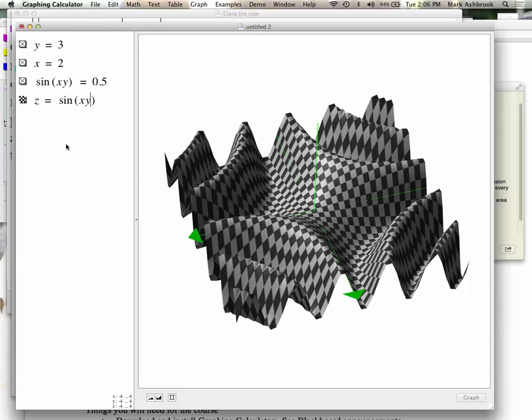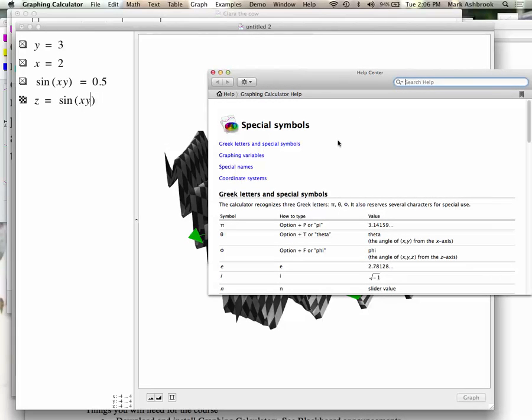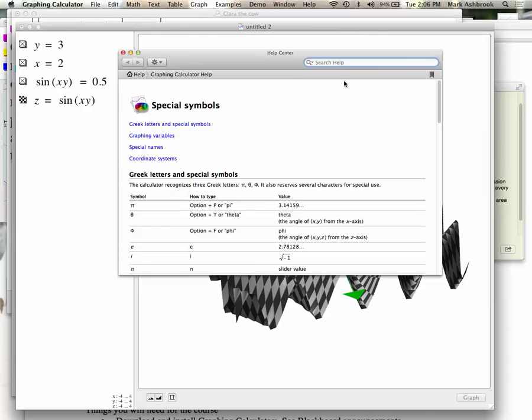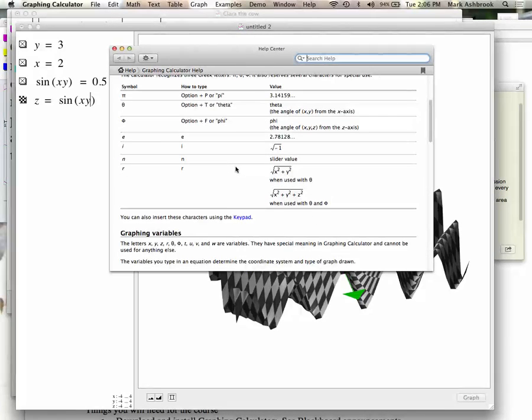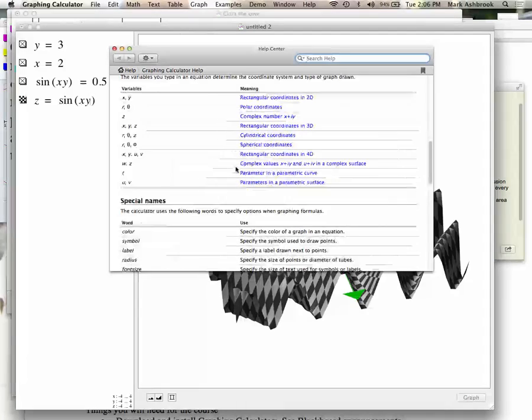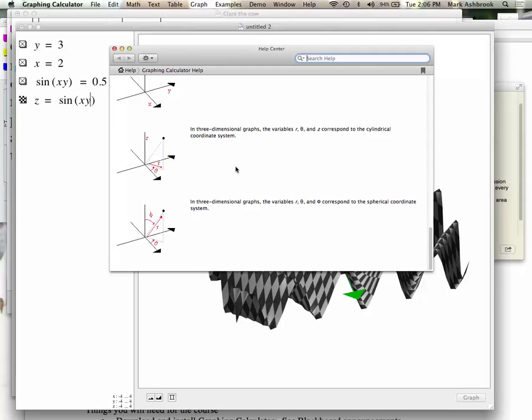Okay, in terms of the keyboard shortcuts and functionality, I'm not going to have time to go over every single thing, so let me just point you to some resources. If you go to the Help menu, the very first one there, graphing variables, is helpful for symbols, how to type them in, and what their value is. Graphing variables, special names, coordinate systems. This is everything that has to do with graphing, okay?